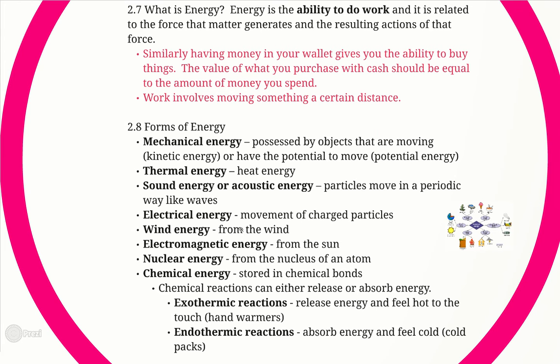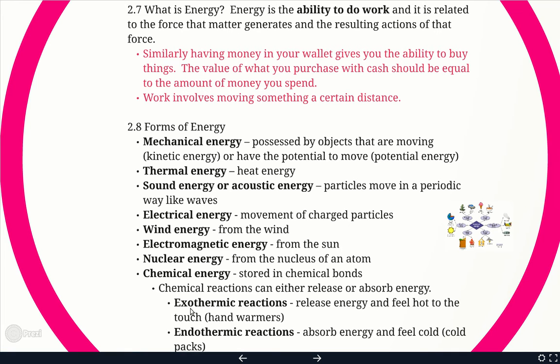Wind energy from the wind blowing. Electromagnetic energy from the sun. Nuclear energy comes from the nucleus of an atom, so nuclear, nucleus. Chemical energy is stored in chemical bonds, like inside of our food or just inside almost everything. Chemical reactions can either release or absorb energy. So if you have chemical energy where they absorb energy, that would be endothermic, and it releases, exothermic.